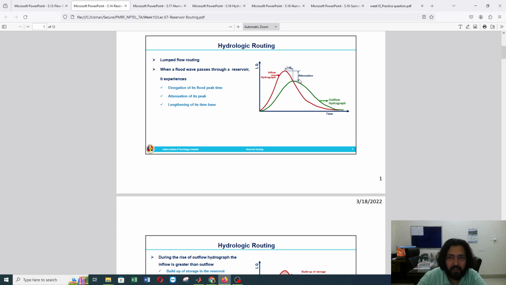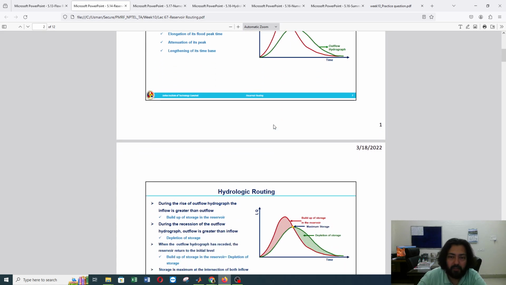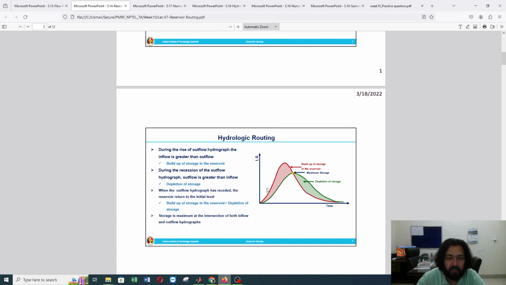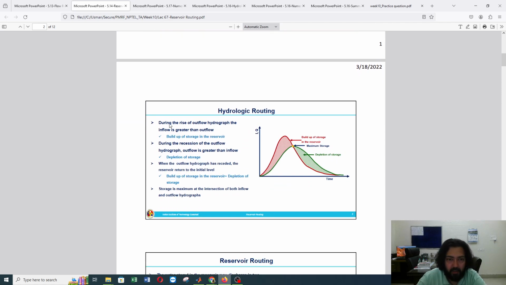But why is this difference occurring? Let us see the reason behind that. If you look at the figure here, during the rise of the hydrograph, the inflow is greater than the outflow. That is during the rising limb. If we compare the rising limbs of both hydrographs, the inflow hydrograph rising limb is higher than the outflow hydrograph. And why is this? This is because of the storage capacity of the reservoir.